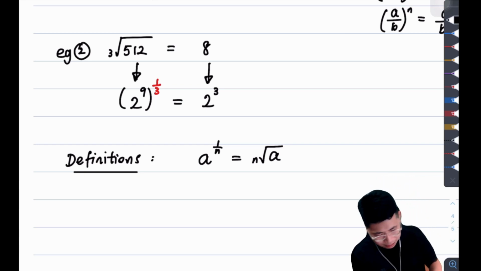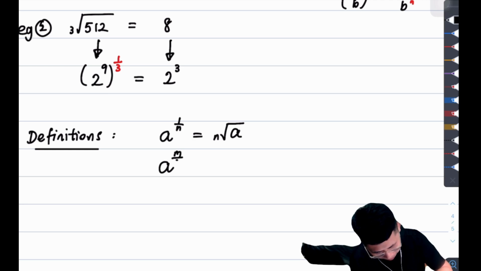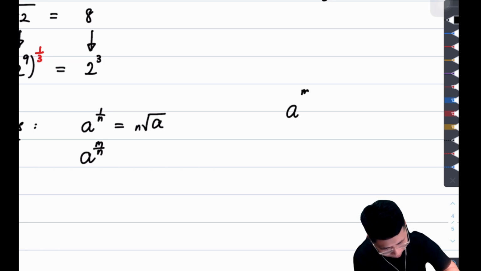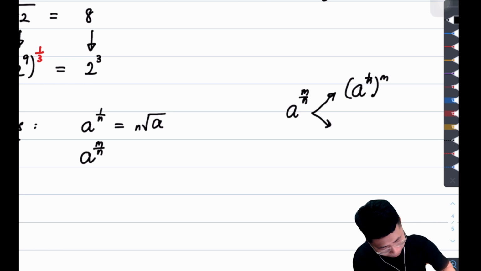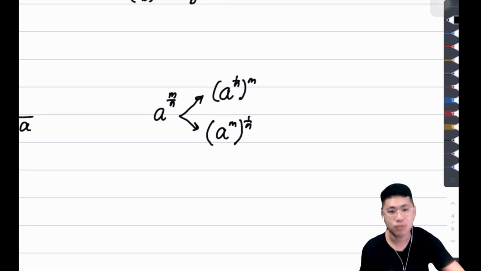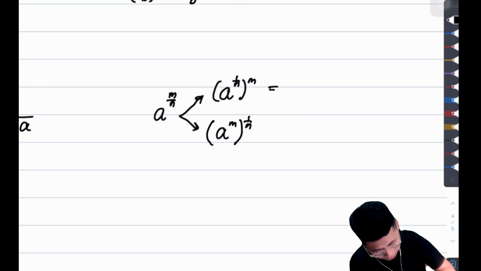At the same time, let's say now I have a to the power of m over n. What does this mean? I'm going to draw this two ways, because m over n you can write as 1 over n times m, or as m times 1 over n. The multiplication, we call this commutative, we can swap places. So what we have here is a to the power of 1 over n, which we've seen just now is the nth root of a, and the whole thing to the power m.